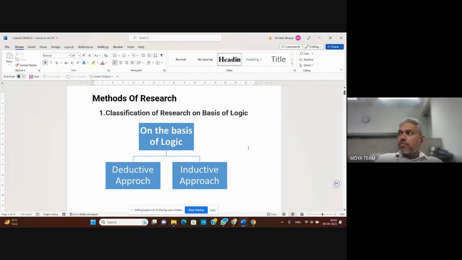Yesterday we went through the research process and the steps of research. In the research process, we learned aim, objectives, and formulation of question or hypothesis. After that, we learned about the literature review, data collection, and all this. Now, today we will discuss the methods of research.